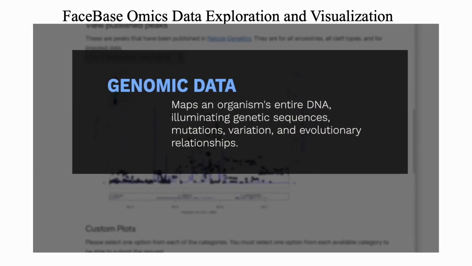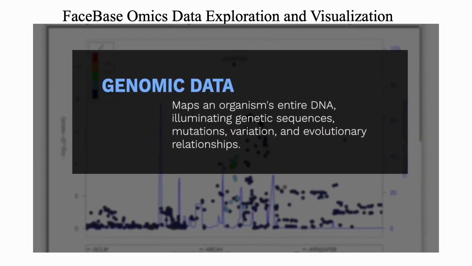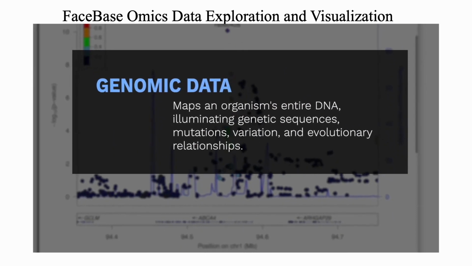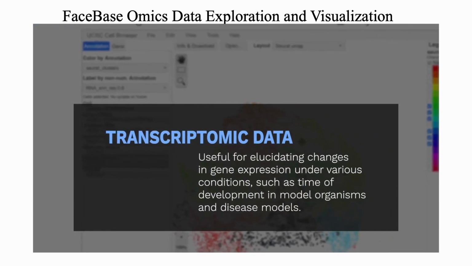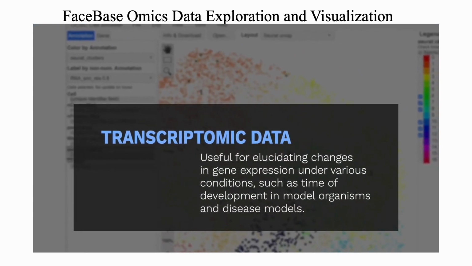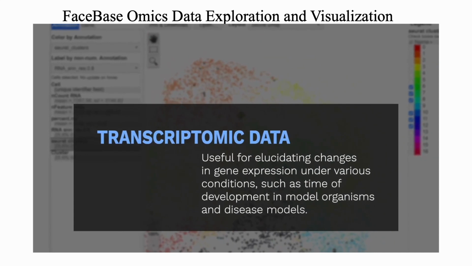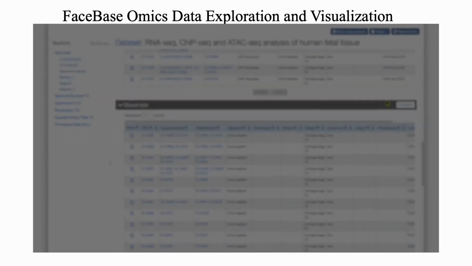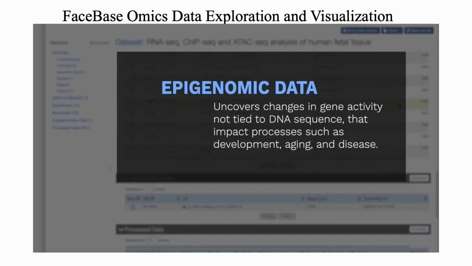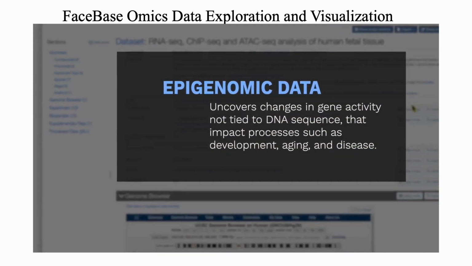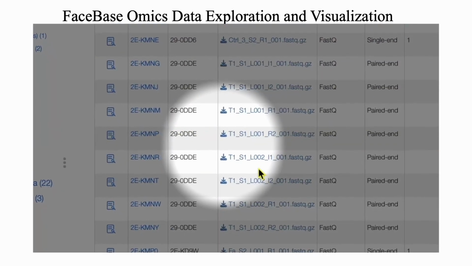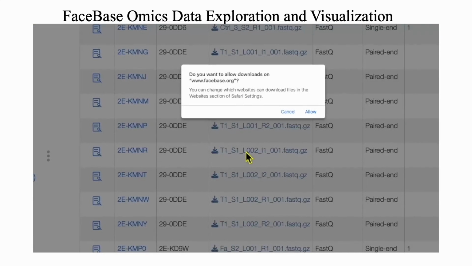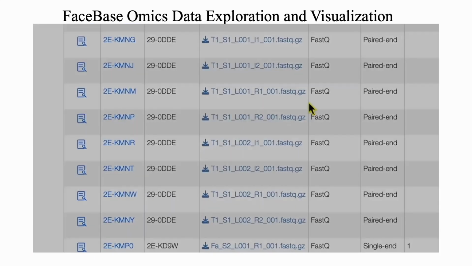Genomic data maps an organism's entire DNA, illuminating genetic sequences, mutations, variation, and evolutionary relationships. Transcriptomic data is useful for elucidating changes in gene expression under various conditions, such as time of development in model organisms and disease models. Epigenomic data uncovers changes in gene activity not tied to DNA sequence that impact processes such as development, aging, and disease. FaceBase provides a convenient platform for downloading omics data that saves the user's time and improves data reproducibility.